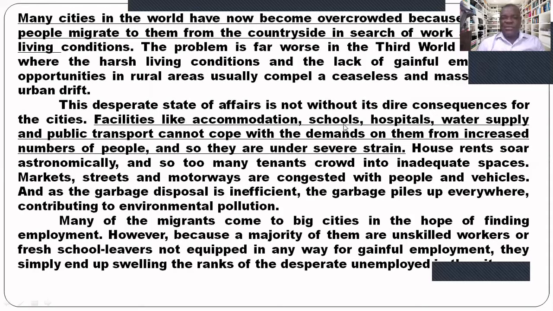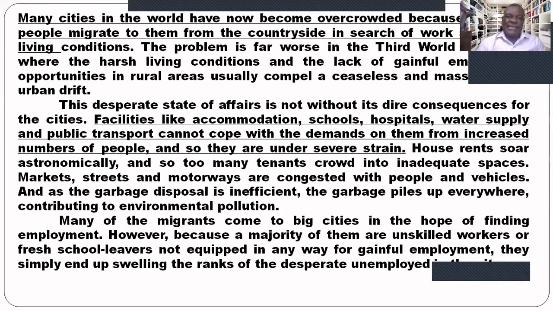Facilities like accommodation, schools, hospitals, water supply, and public transport cannot cope with the demands on them from increased numbers of people, and so they are under severe strain. Now, facilities. We don't have to include examples. Accommodation, schools, hospitals, water supply, and public transport, they are all facilities. So once we have picked the word facilities, that covers all these things mentioned here. And then we can look for other words to capture the main idea of the writer there.